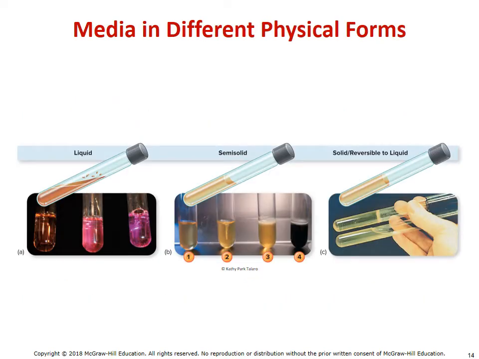So you can see here the different types of physical forms. Liquids are liquids at room temperature. Semi-solids are in between solid and liquid, and solid is something that is solid at room temperature.